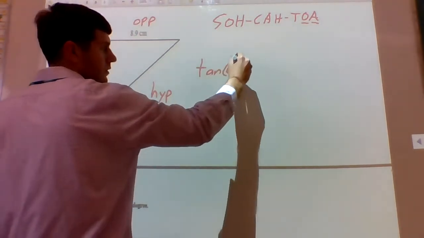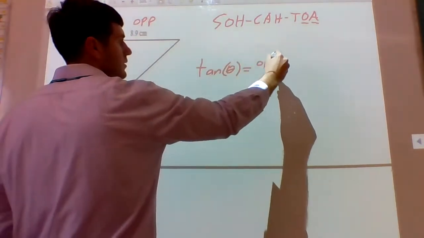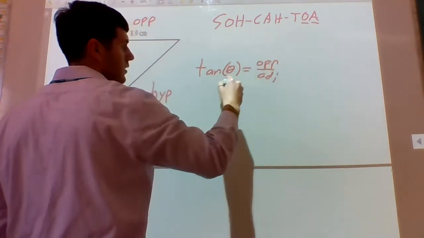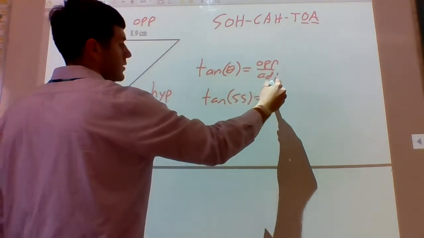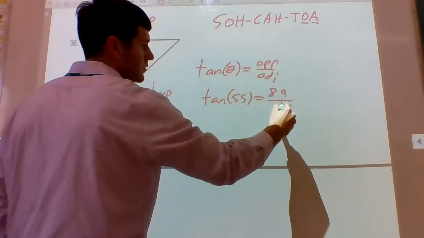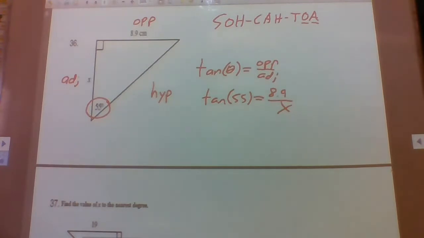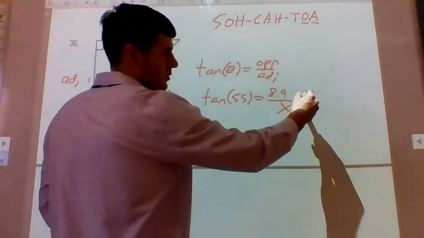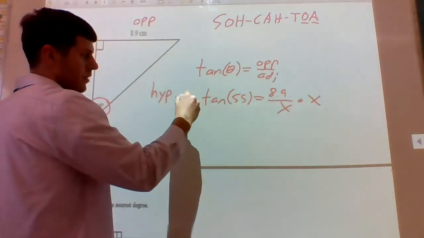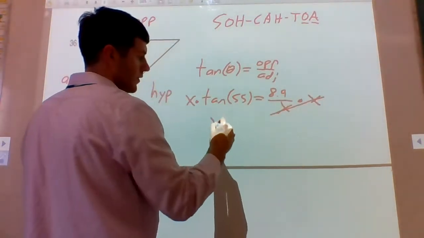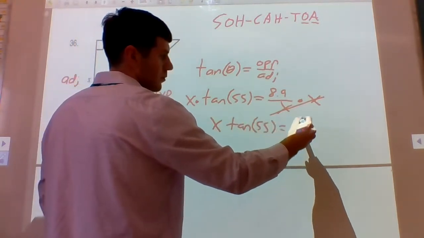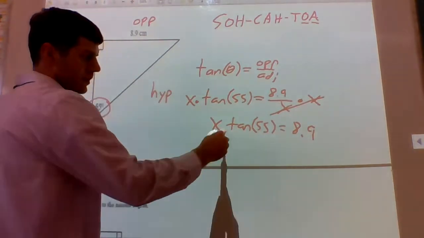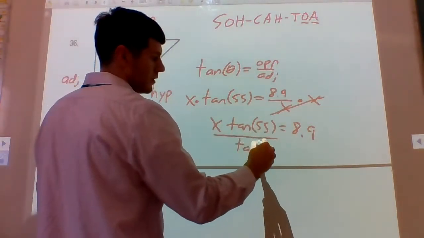Tangent theta equals opposite over adjacent. It's the same process, though. Tangent 55 equals 8.9 over x. We want to solve for x, so we have to get x by itself. In order to do that, we multiply both sides by x. So we have x tangent 55 equals 8.9. Then to get x by itself, we divide by tangent 55.